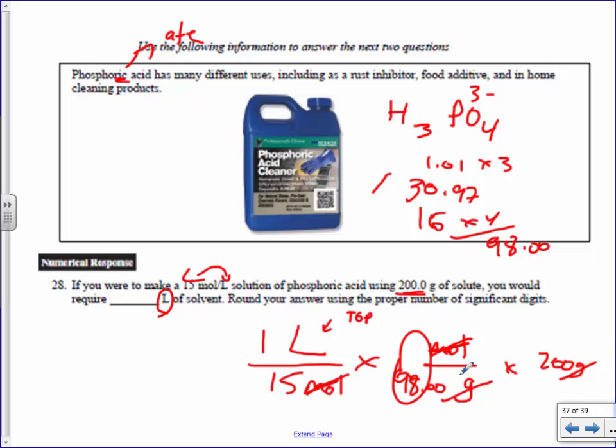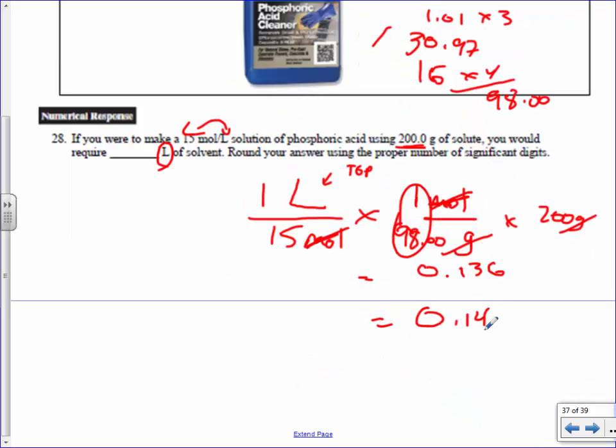So I like that donut analogy. 98 grams is how heavy these donuts are when you have 1 mole. So now for your calculator, here's what I'd type in. Go 1 divided by 15 times 1 divided by 98 times 200. So I'll even write it out. I did 1 divided by 15 times 1 divided by 98 times 200. And I got 0.136. With sig digs, that makes it 0.14.